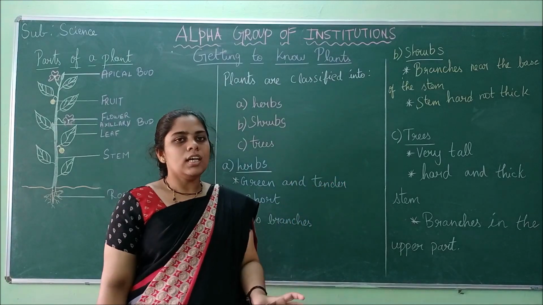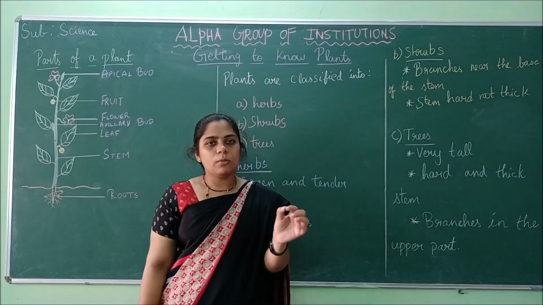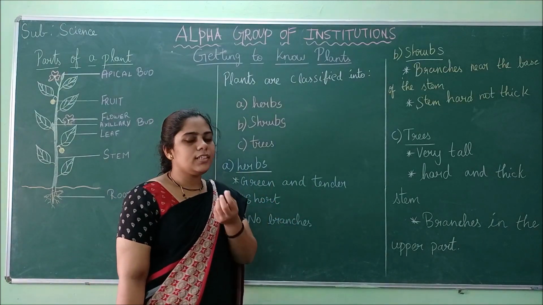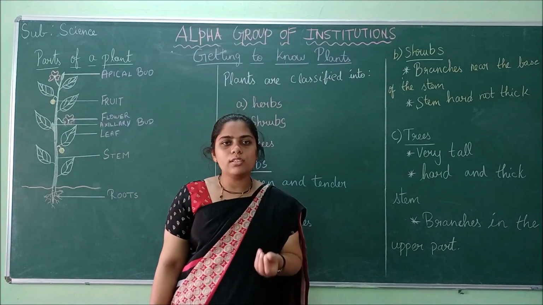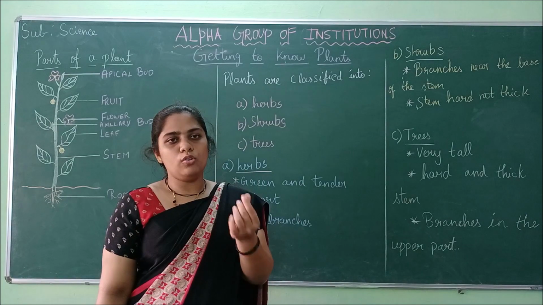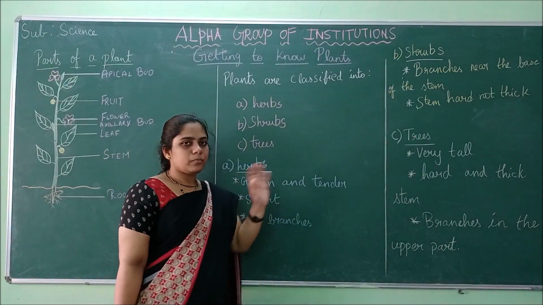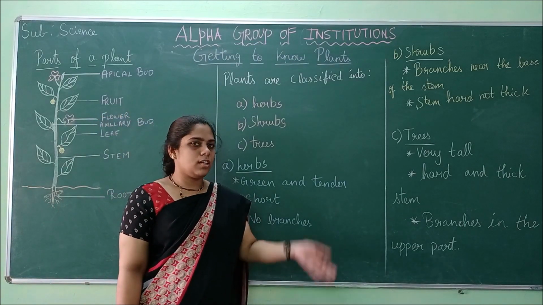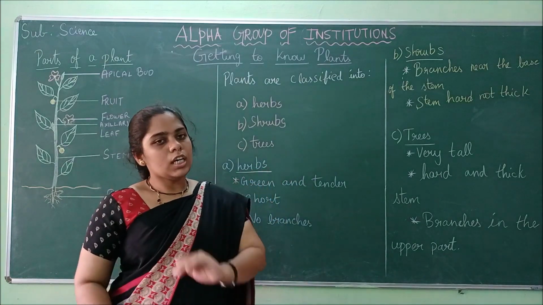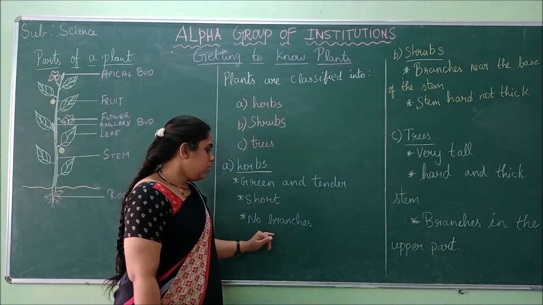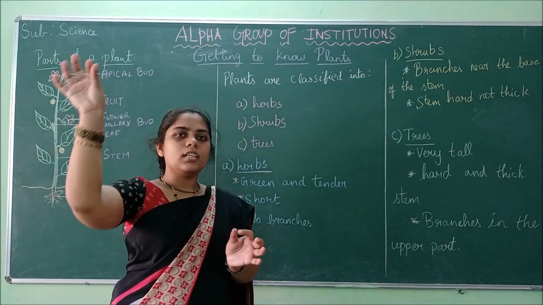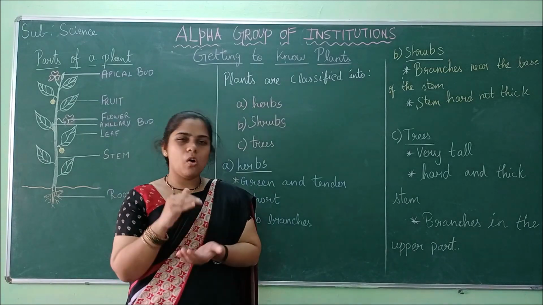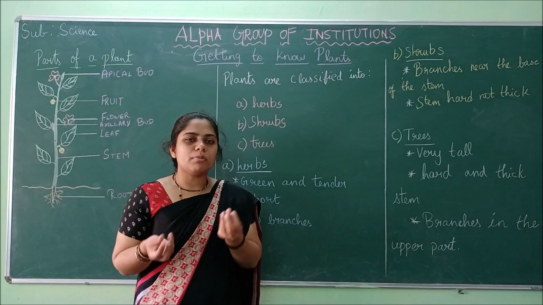First we are going to see the herbs. Herbs means what? They will be green in color. That plant itself will be green in color and it will be very tender. Tender means it will be very soft. When you touch it, it will break off. It will be greenish and tender. Then these herbs will be very short. It won't be very tall like trees. It will be small in size and no branches will be present. Only a single stem will be present. The side branches won't be present. It is a very small simple plant, green in color and very soft.